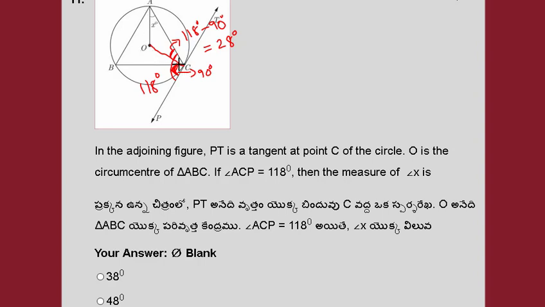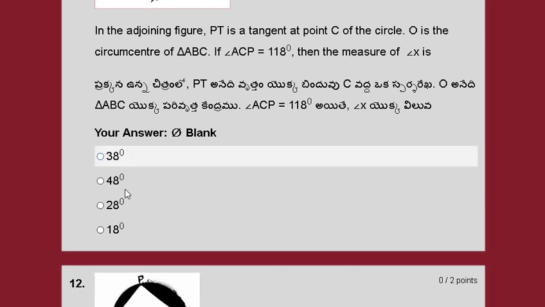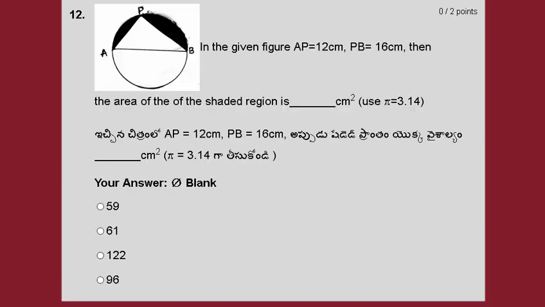If you consider triangle AOC, here OA and OC are radii, so it's an isosceles triangle. So this angle X and this 28 degrees angle both are equal. So we can say that X equals 28 degrees. So the answer is 28 degrees, this one.